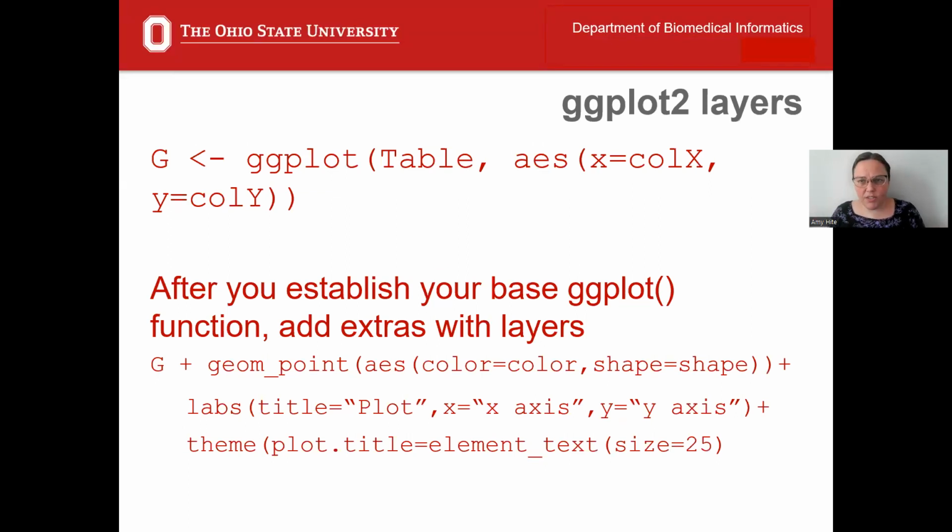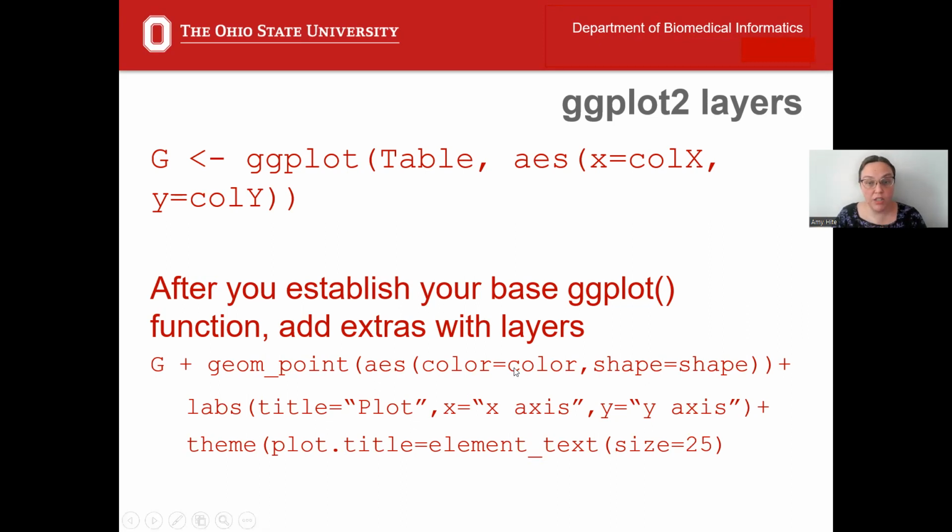Okay, I've already introduced ggplot2 with its layers. You initialize your plot with ggplot. You can save that, so we assign this initialized plot to G. It's not going to plot anything if we just plot G because it doesn't know what to plot. We're just saying, use this table, use these columns. And after you establish your base ggplot function, you can add layers. You tell it, I want to make a geom_point. So this is a dot plot.